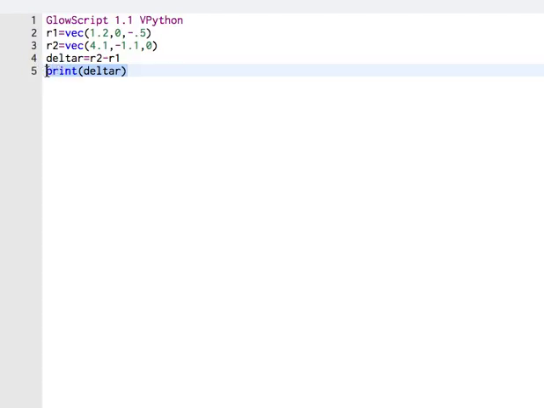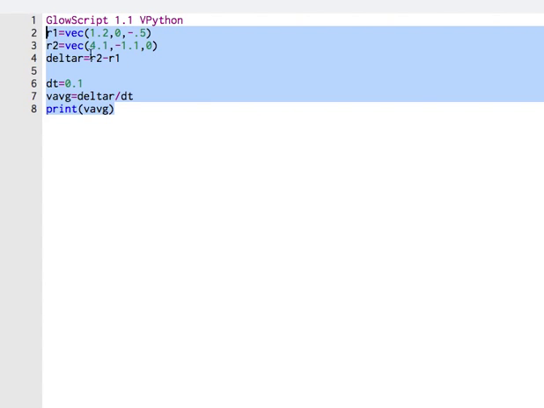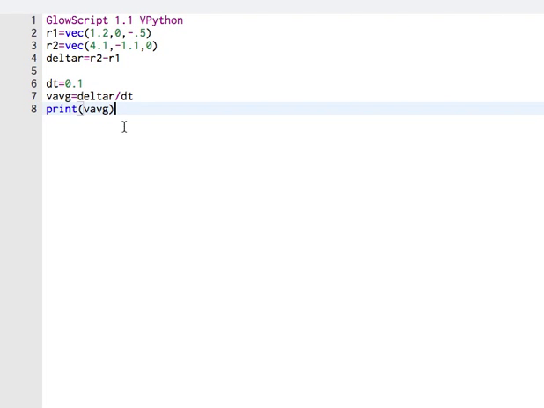Okay, let's take it even further. Let's say dt equals 0.1. That's how long it took to move there. Vav, average velocity, is delta r divided by dt. Print Vav. There you go. It doesn't give you the units. That's your job. But you can see how this works. We can do basic vector calculations. You can do cross product, you can do dot product in here also. I'll save that for a later time. But this is a great web-based calculator for vectors. And now you have power. Later.